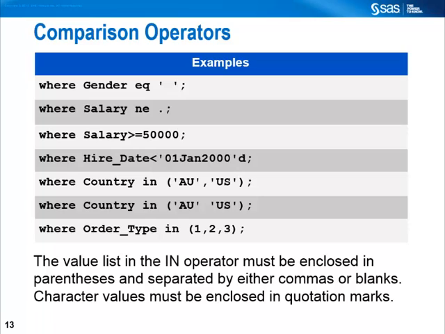The difference between both examples is that we can either separate the values by a comma or by a space. If we are using a numeric variable or numeric constant, then we are not going to use the values in quotation marks. The value list in the IN operator must be enclosed in parentheses and separated by either commas or blanks. Character values must be enclosed in quotation marks.